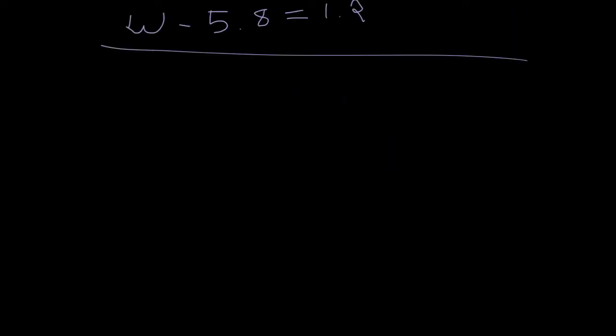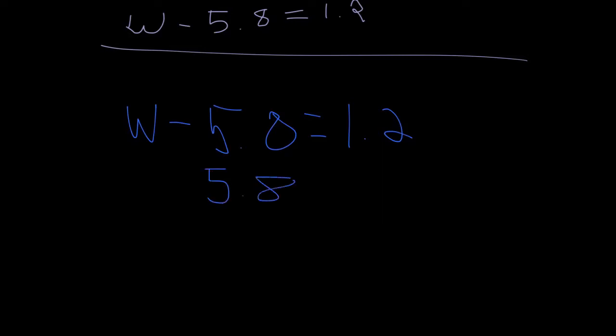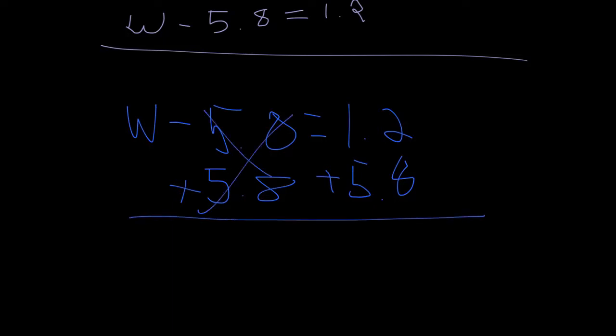Okay, so first you start by writing out the problem. So W minus 5.8 is equal to 1.2. Now what you're going to do is you're going to cancel this out. So 5.8, and you're going to show that you're adding. So you put a plus sign, and then you also write a 5.8 with the plus sign. Cancel this out. And you add, so 2 plus 8 is equal to 10, so 0, carry the 1, so 1 plus 1 is 2, so 2 plus 5 is equal to 7, so your answer is 7.0.